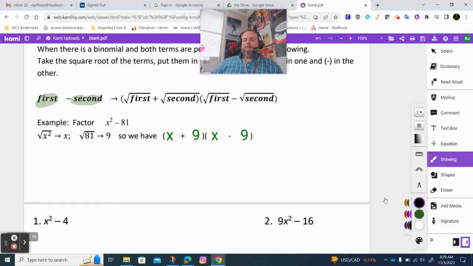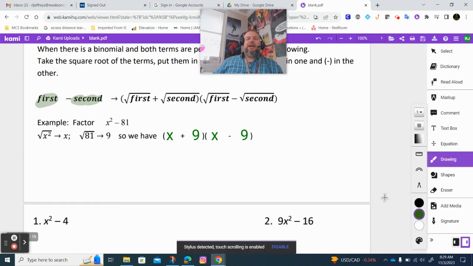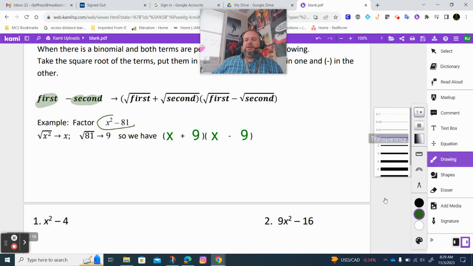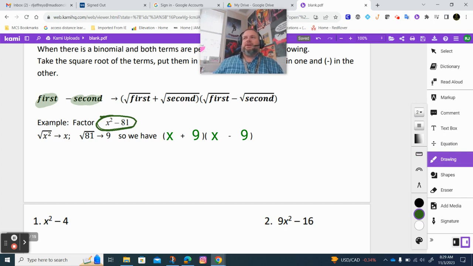For instance, here's our original problem: x squared minus 81. Now we take the square root of x squared, which is x. We write it right here and right here. We take the square root of 81, which is 9. We write it right here, right here. You may not be able to see it because it's small. We put a plus here and a minus here. That's it.